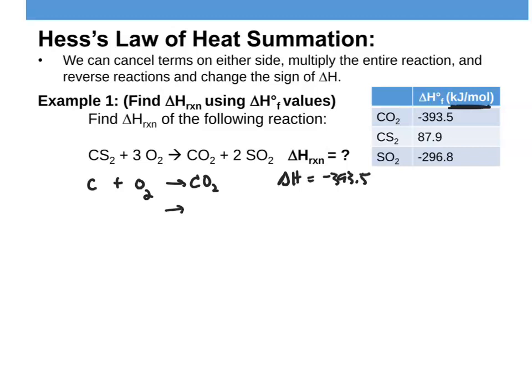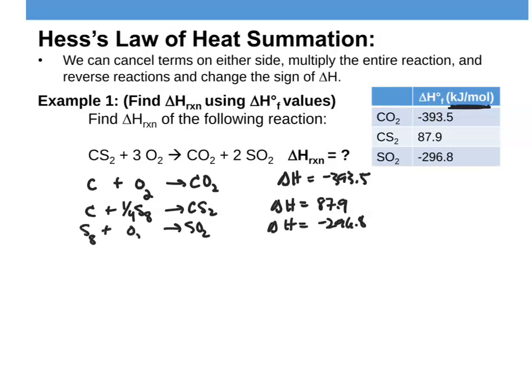I'm also going to do it with my CS2, which had a delta H value of 87.9. And that came from a carbon and sulfur, but remember sulfur was S8. Since I only want 2 sulfurs, that means I want a quarter of this S8, because I want 2 sulfurs, not 8. And then lastly, the SO2, apparently that delta H is negative 296.8. To get SO2, I have a sulfur, which is S8, and I add oxygen, which is O2, but I only want 1 sulfur in this case, so I need 1/8 of the S8, and then 1 O2 molecule makes SO2.